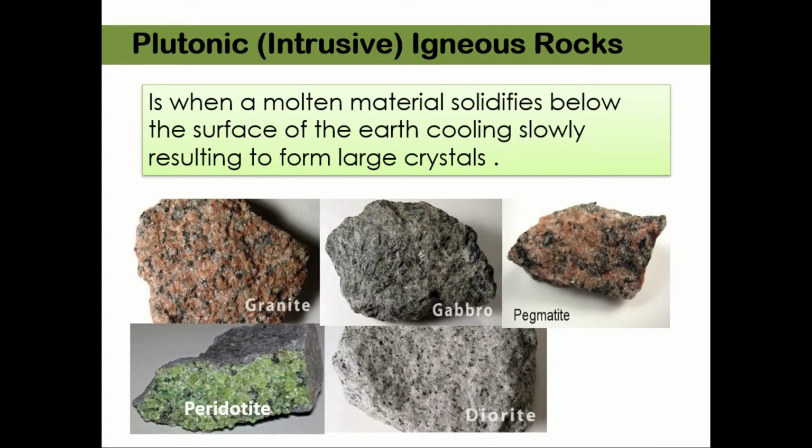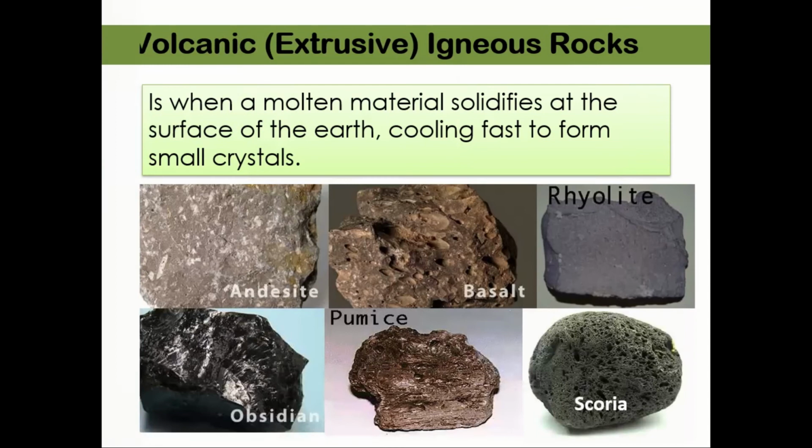Okay? So, we have two types of igneous rocks. First, the plutonic or intrusive igneous rocks. This is when a molten material solidifies below the surface of the Earth, cooling slowly, resulting in large crystals. Basically, our intrusive or plutonic igneous rocks came from our magma. The magma within our Earth cools and solidifies, forming these intrusive igneous rocks.